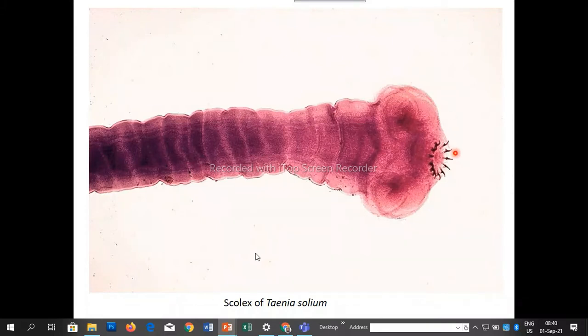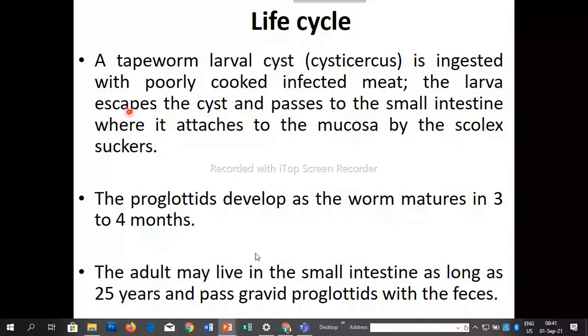This is a magnified view of the head, where you can see the hooks and there are suckers here in the lateral face of the scolex. Up to here, this is the scolex. This small part is the neck. Then from here, there are immature proglottids that will continue to detach when they become mature.